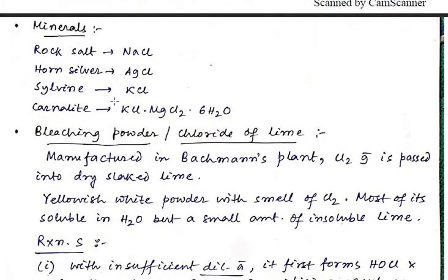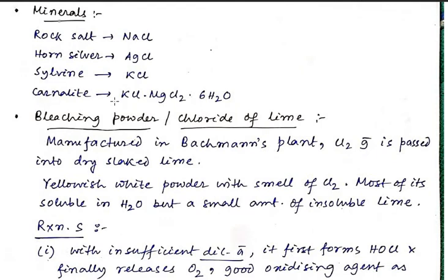Next, we are going to the minerals containing the halogens. Many minerals contain halogens, but here we are talking about very simple and well known minerals, like rock salt. Everybody knows about rock salt, that is actually NaCl, sodium chloride. So that is one type of mineral, and it is commonly known as rock salt.